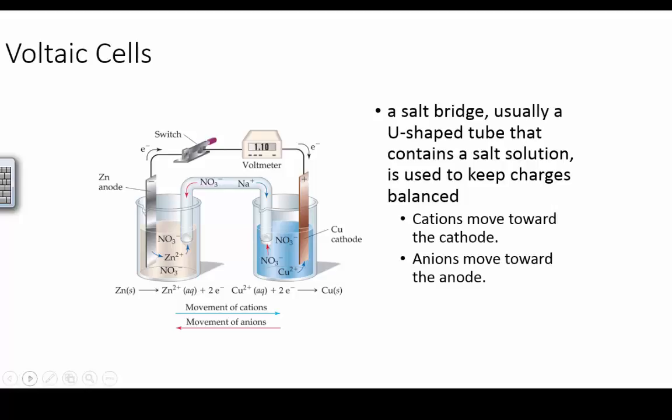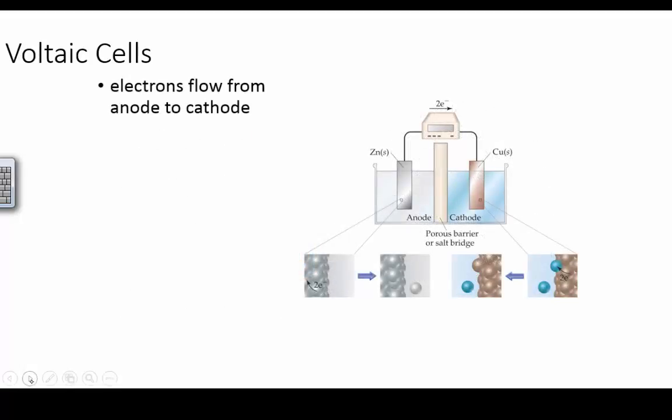We have a salt bridge, which is this U-shaped tube, and that has a salt solution which keeps the charges balanced. The cations are going to move toward the cathode. So in this case, the cations are moving toward the cathode. The anions are moving toward the anode. The electrons are going to flow from the anode to the cathode, and then the cations are also going to be in that anode compartment solution.